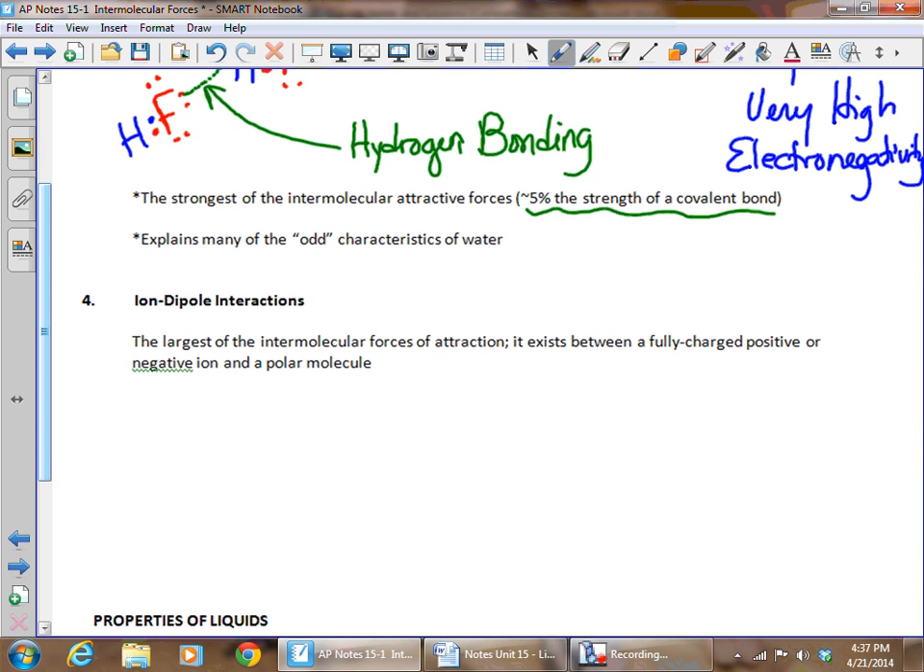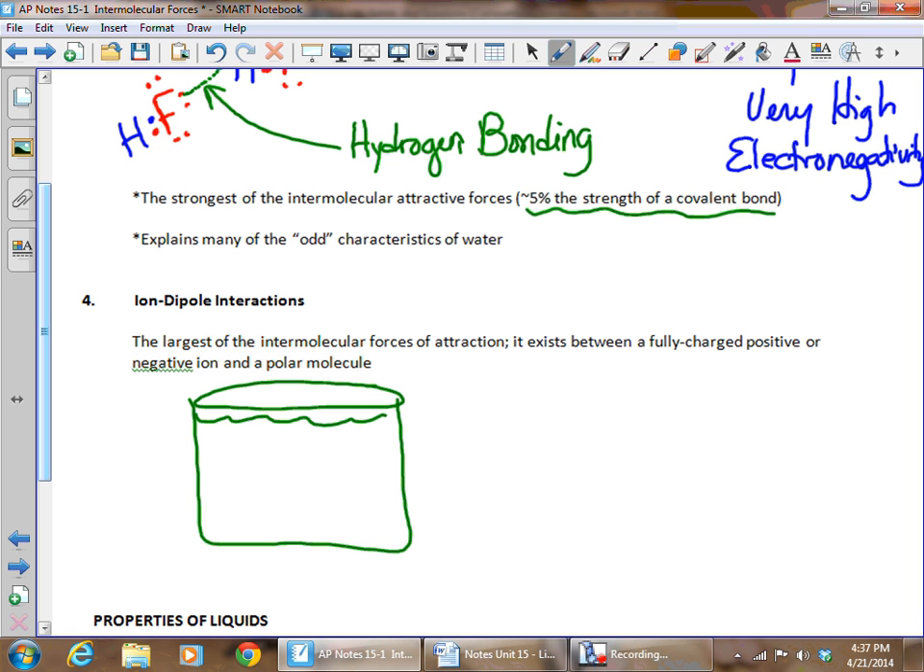The last one is ion dipole. And honestly, the only time I've ever seen them mention ion dipole is when you've got an aqueous solution of an ionic compound. Let's say we're dealing with water, for instance, with, let's say, potassium iodide. That's a good one. Potassium iodide dissolved in it.